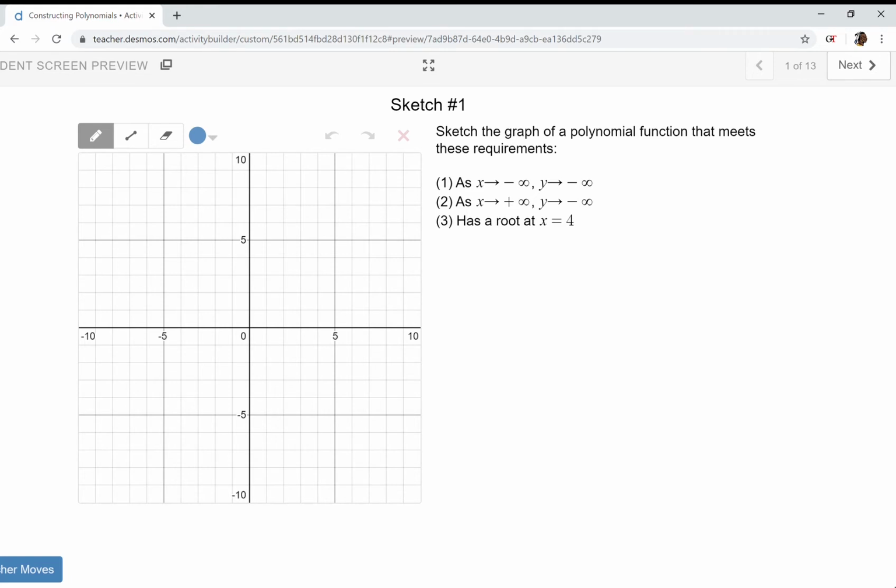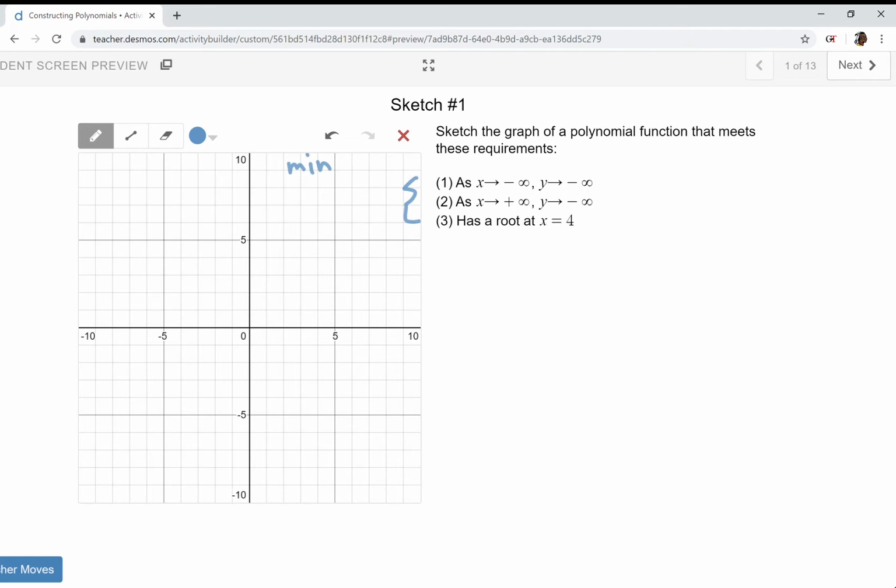All right, for the first slide, these are your 3 minimal requirements that you are going to sketch for your polynomials. So this one I'm going to follow along with you. Again, these are minimal, you can add more to this after you draw these first 3 requirements.